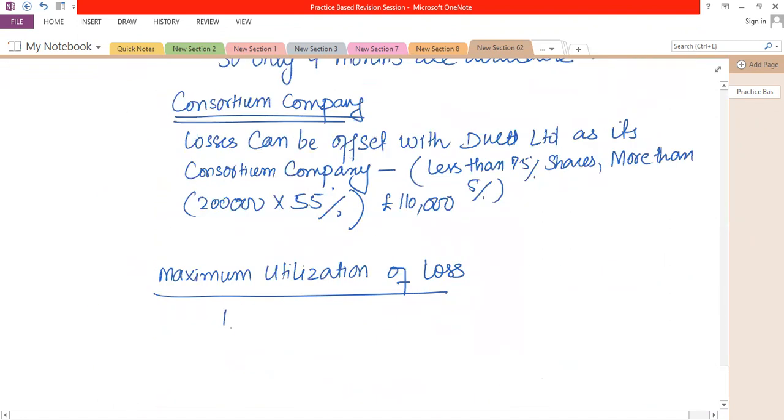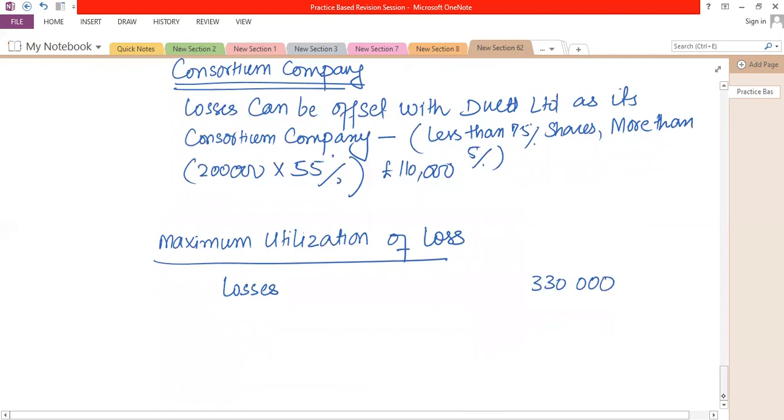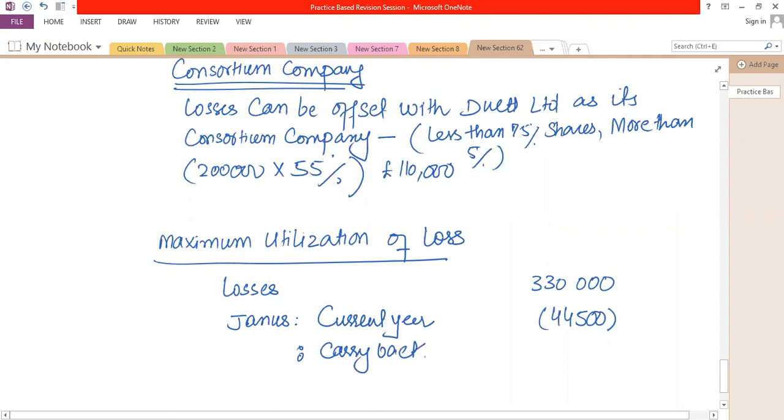Okay, then first of all, how much losses do we have? We have 3,30,000 loss available, right? And what we have discussed is how you can offset. So offset against the same company, first of all, in the current year, against the chargeable gain. And how much is the chargeable gain? That is 44,500. And then in the same company, using the carryback option available, and the carryback option was against the total profit, that is 95,000.